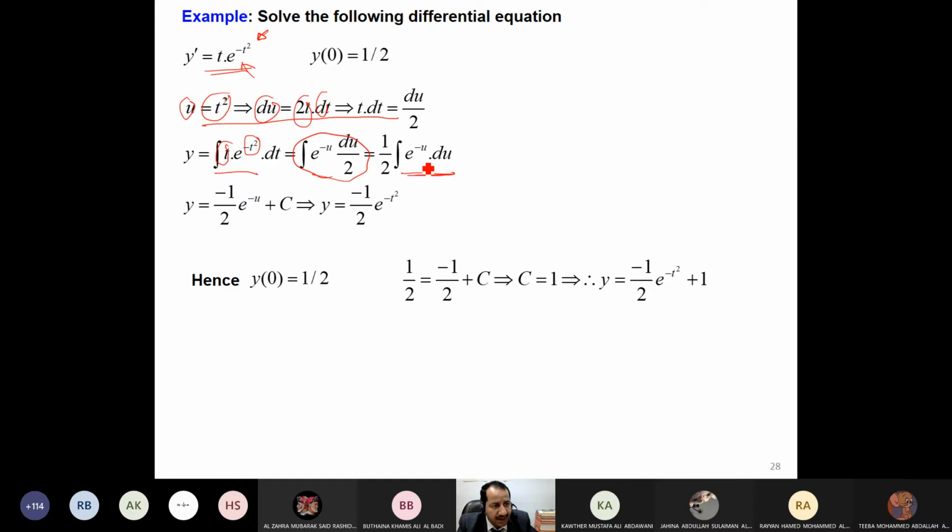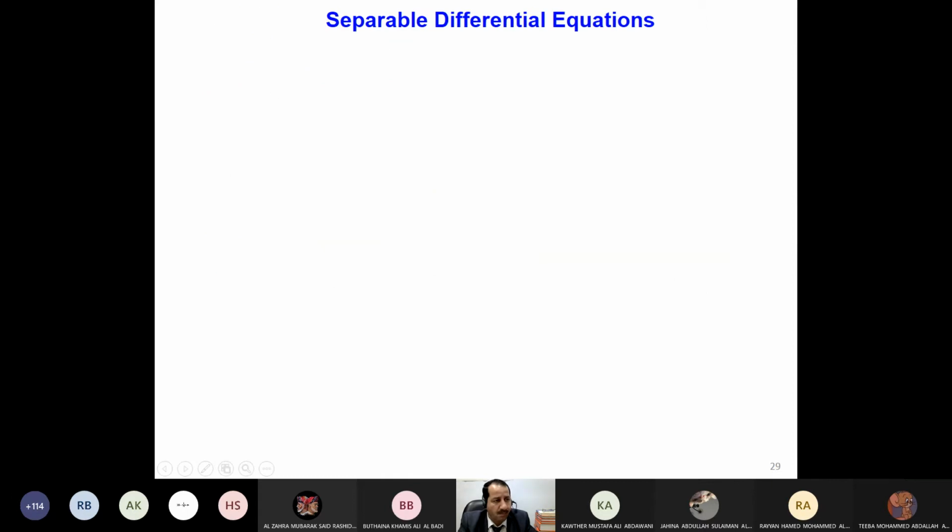Now you tell me, integration of exponential minus u du, what does it give me? Minus exponential minus u. Directly, this is standard, as you can see here, plus c. That's the end, finish? No, we need to convert u back into t. You see here, u is t squared. I convert it back. If I am given an initial condition, I use it to find the constant c. As you can see here, the initial condition tells me that at t equals 0, y equals 1 over 2. So I substitute 1 over 2 for y and 0 for t here, and solve to find c. Very simple. This is direct.